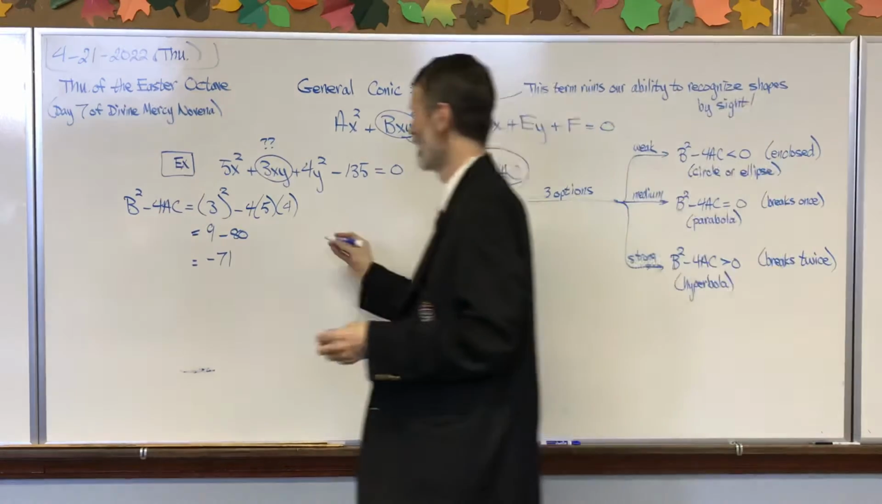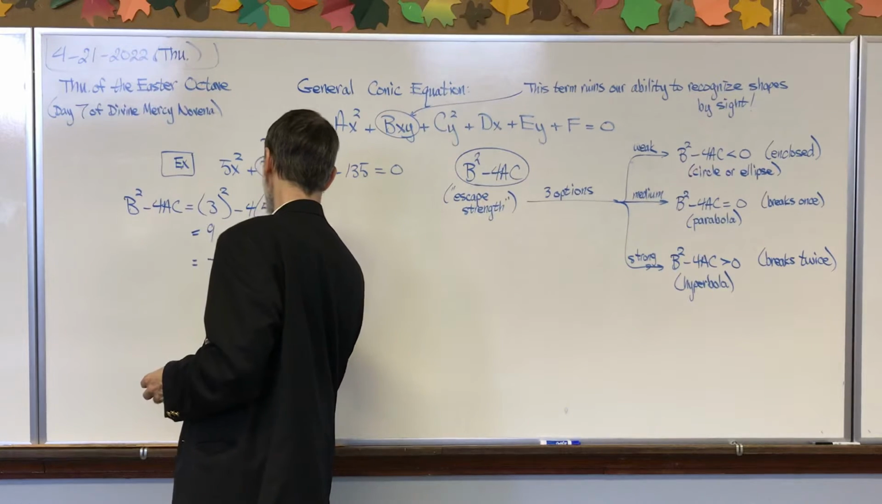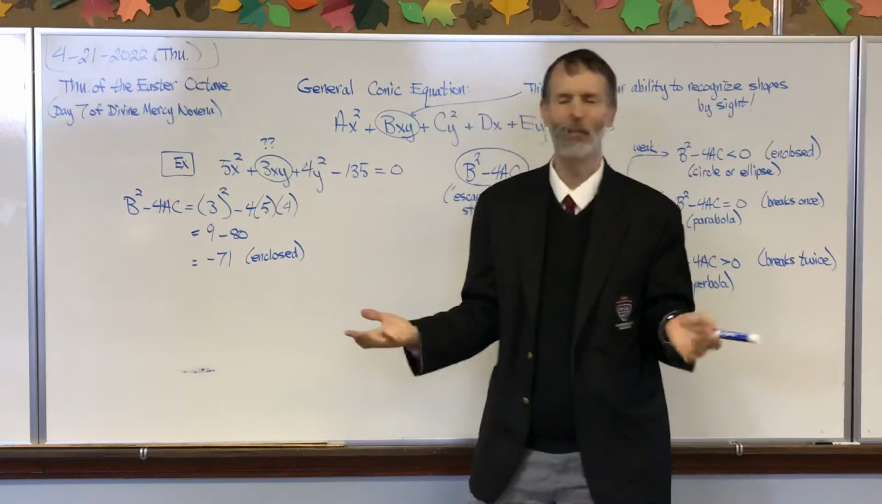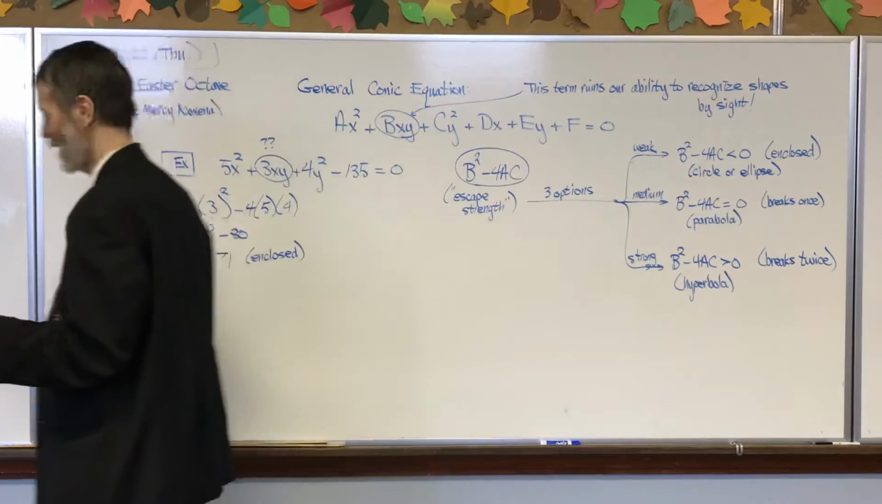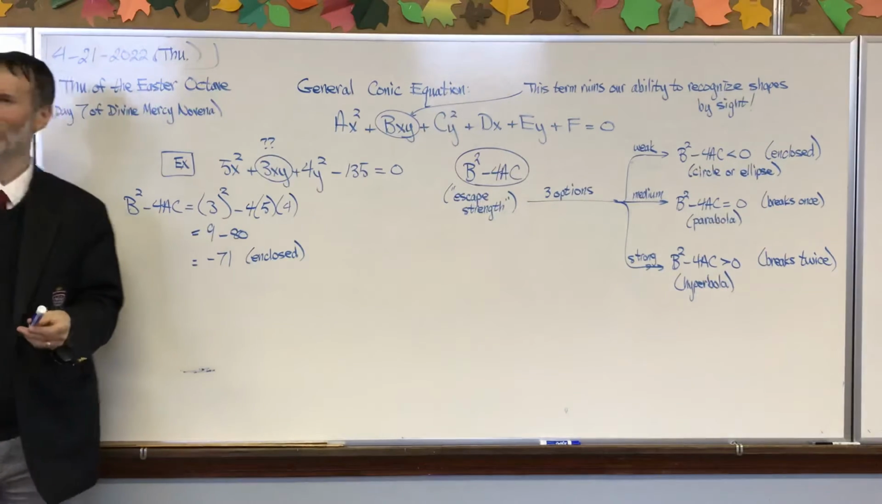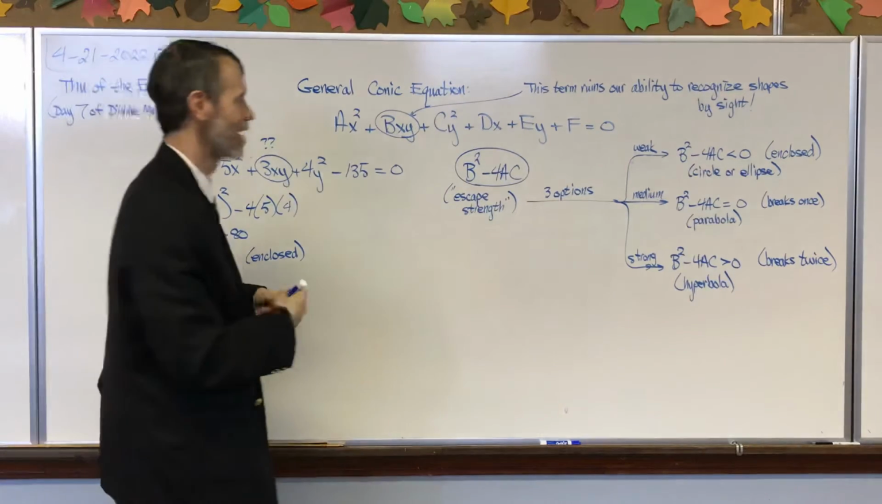This thing is weak. This thing is enclosed. That means we know it's either a circle or an ellipse. We don't know which yet. But we'll find out in a minute. But does everybody see it cannot be a parabola and it cannot be a hyperbola? Now let's find out what it is.